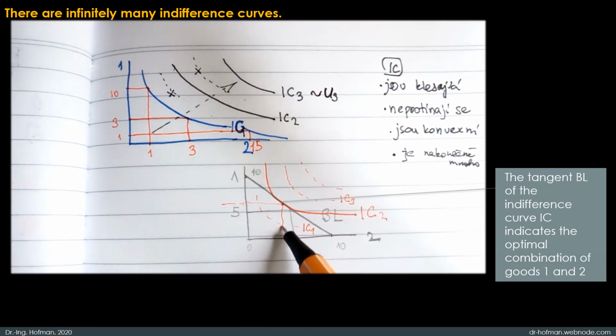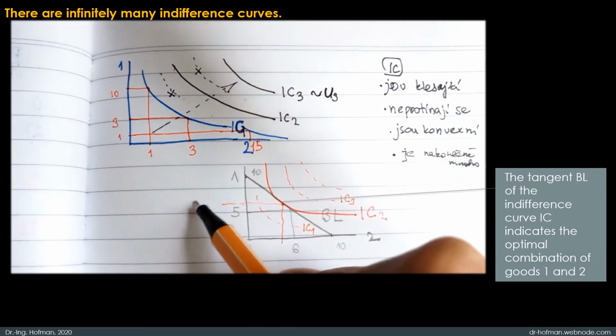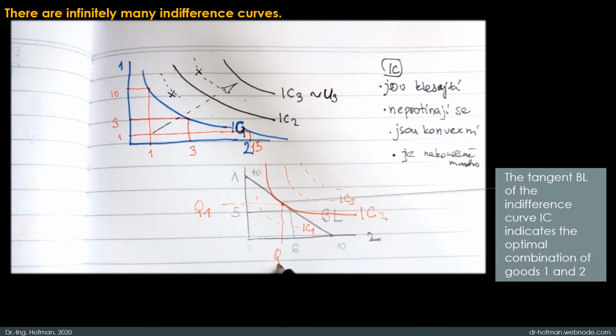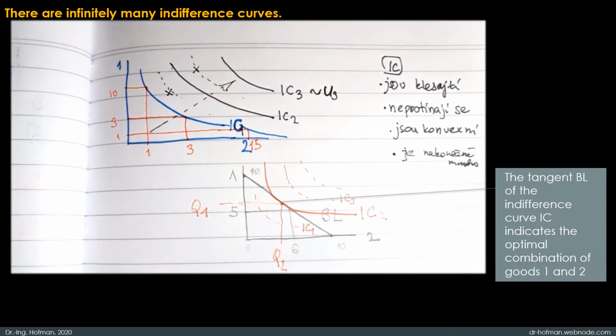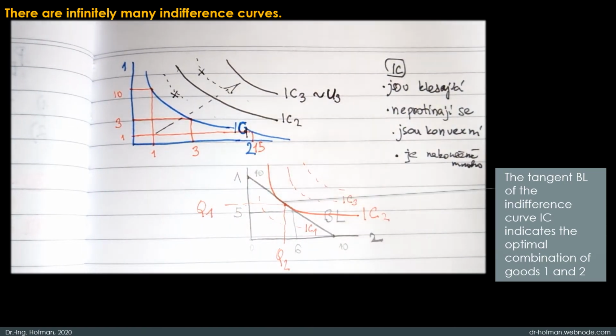This point has coordinates q1 and q2. These two coordinates represent the optimum: 1 point, 2 coordinates.